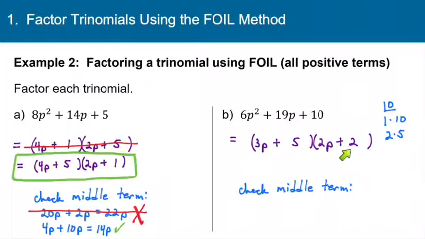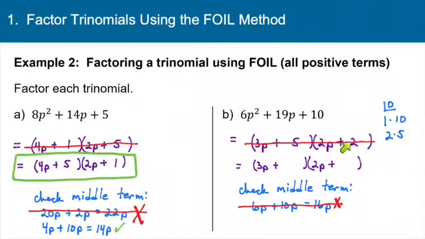Outer times outer is going to be 6p. Inner times inner is going to be 10p. That's going to add up to 16p, which is not what we wanted. We need the middle term to add up to 19p. So we're going to cross that out, put our setup down again, and try reversing the order of these numbers. So let's put the 2 here and the 5 here.